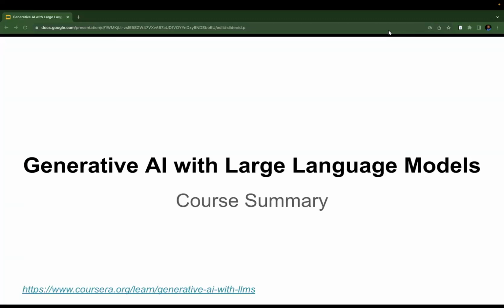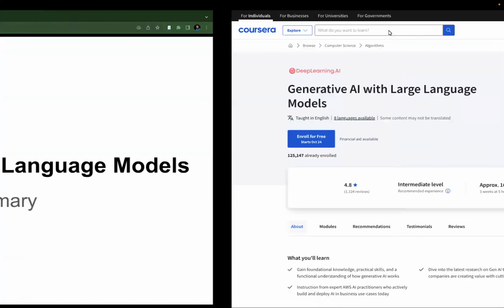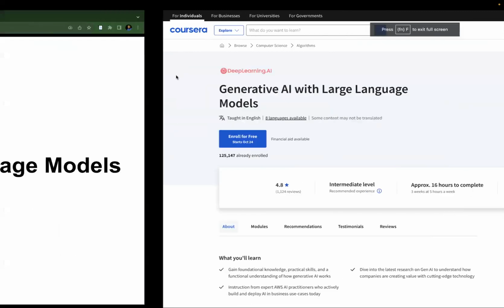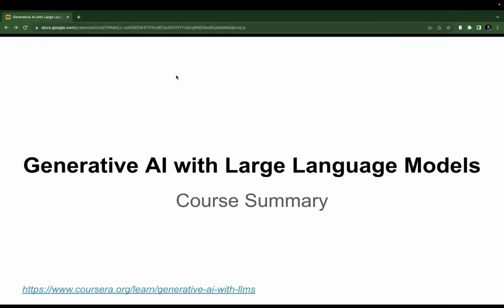This video is a summary of a popular Coursera course on generative AI with large language models. If you want to get more information, the course page is the page you should be going to. This is the course page. And in this video, we are going to go through some of the key points which have been covered in the course.